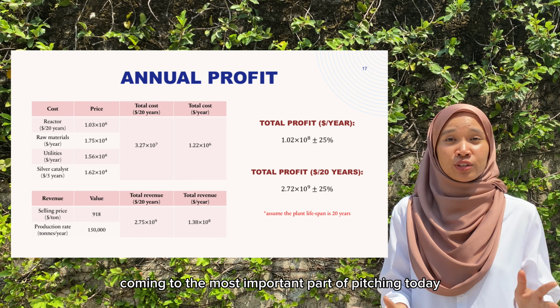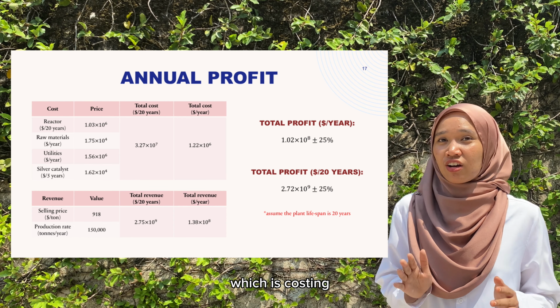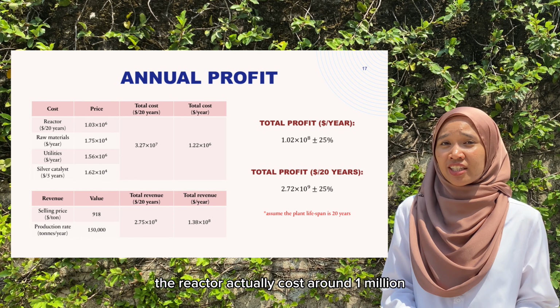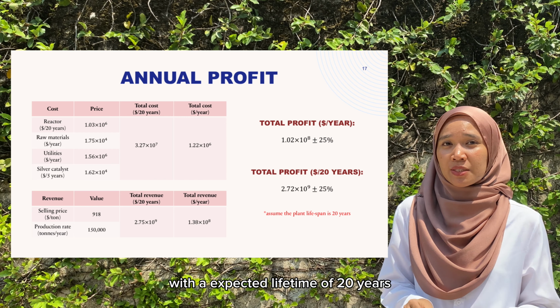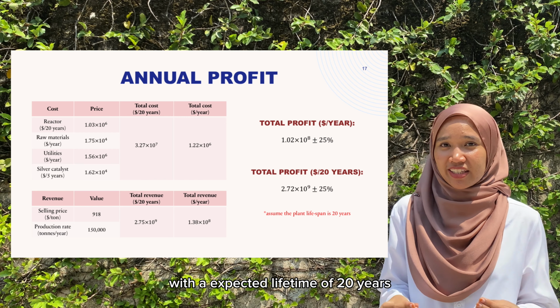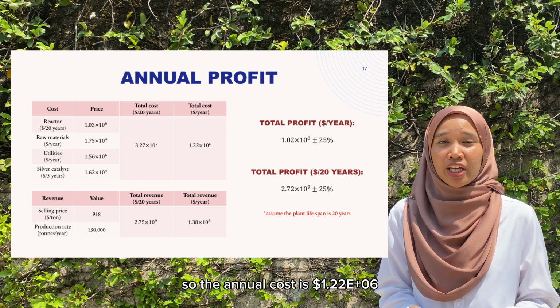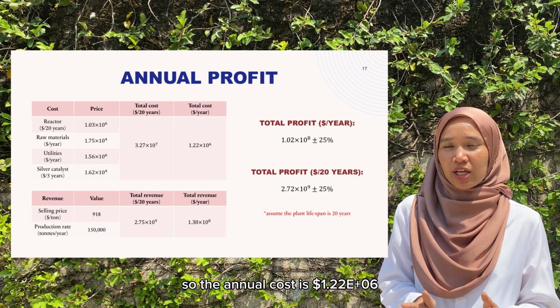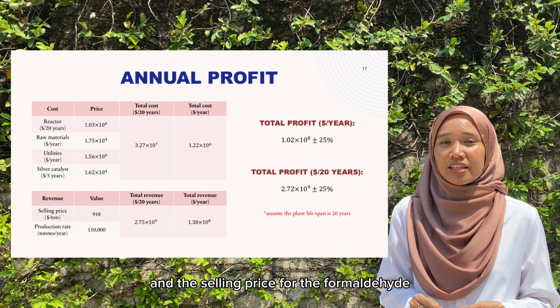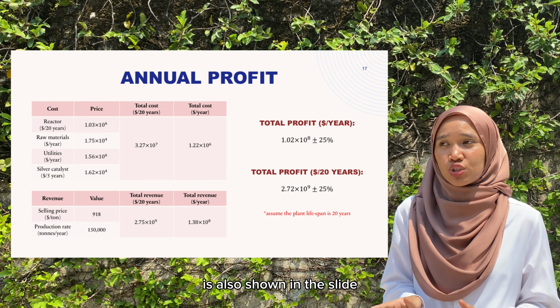Coming to the most important part of the presentation today, which is costing. As shown in the slide, the reactor costs around 1 million with an expected lifetime of 20 years, and the silver is expected to be changed every 10 years. So the annual cost is 1.22 times 10 to the power of 6, and the selling price for the formaldehyde is also shown in the slide.